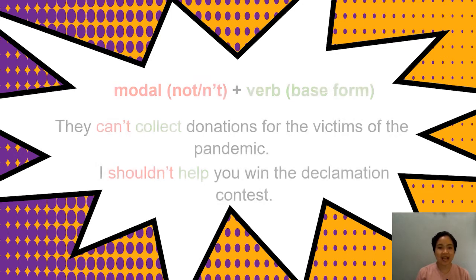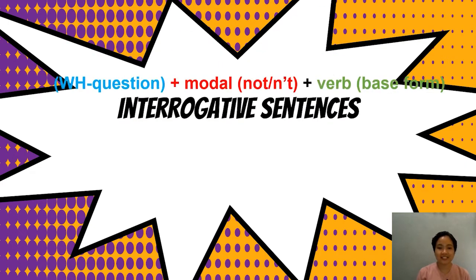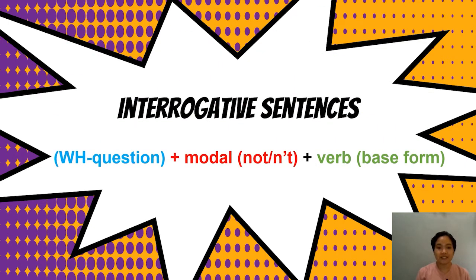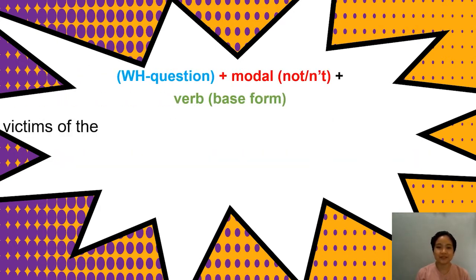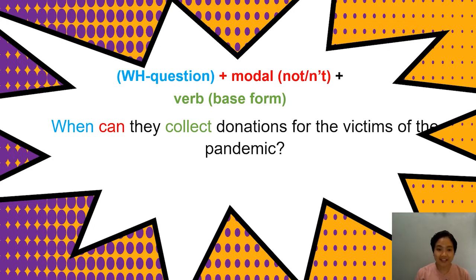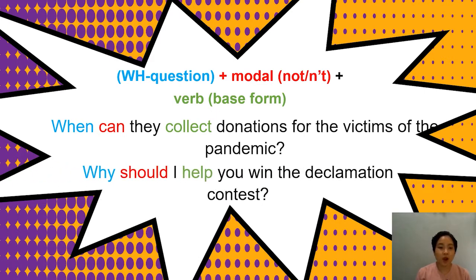Next, how about interrogative sentences? This is the formula: the WH question plus the modal, either affirmative or positive, or negative, plus the verb in its base form. Let's have examples. When can they collect donations for the victims of the pandemic? Why should I help you win the declamation?